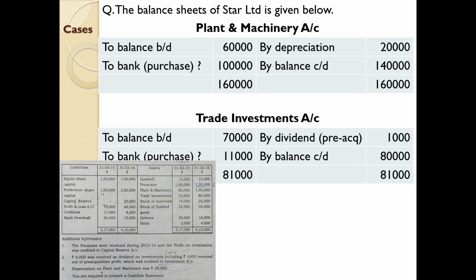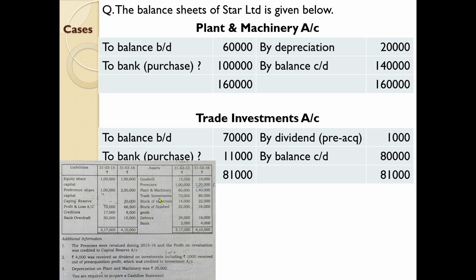And next one, in the question it is said that premises was revalued during the year and the profit on revaluation was credited to capital reserve. Since it is additional information, do we have to prepare an account? No, because in the balance sheet you can see that premises in the opening balance is 1 lakh, closing balance is 1,20,000. So there is a revaluation of premises as per the adjustment. It is correct. 20,000 rupees was the revalued amount, because 1 lakh changed to 1,20,000. Now 20,000 was the revalued amount, and it was transferred to capital reserve. If we go to the capital reserve, you can see that there is a difference of 20,000 by the end.